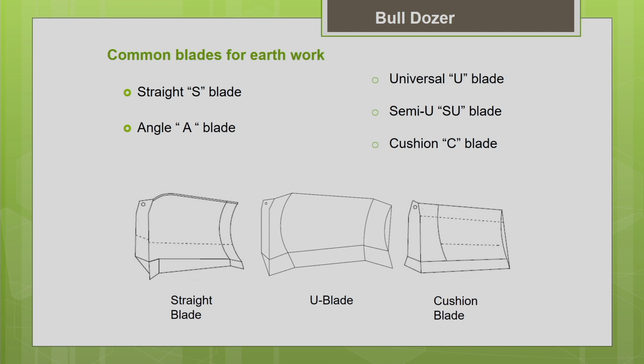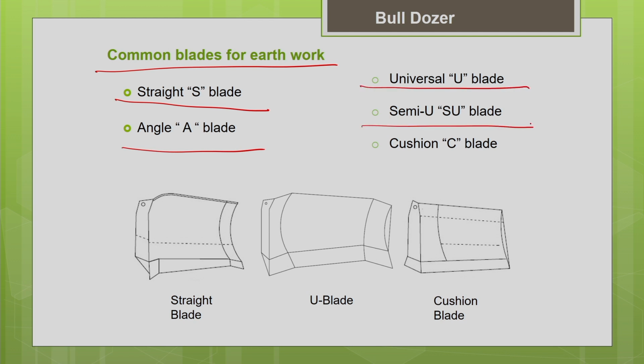Now, let us look into the different types of blade. These are the common blades used for earth moving operations: straight blade, angle blade, universal U blade, semi U blade and cushion blade. These are the standard notations used. S refers to straight blade, A for angle blade, U for universal, SU for semi U and C for cushion blade. We are going to discuss all these blades one by one in the upcoming slides.